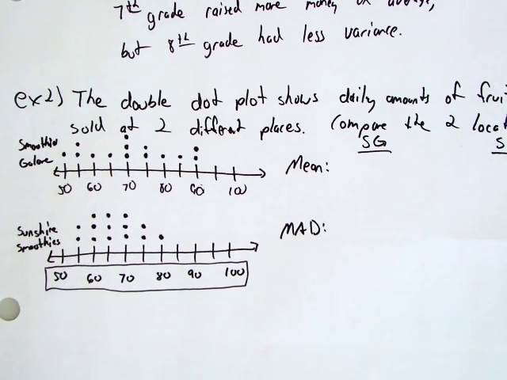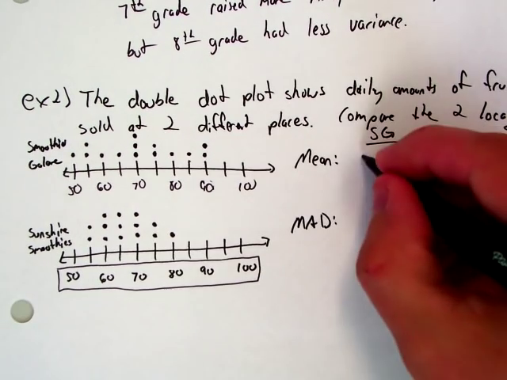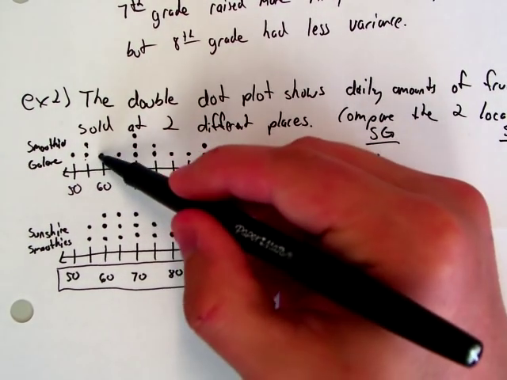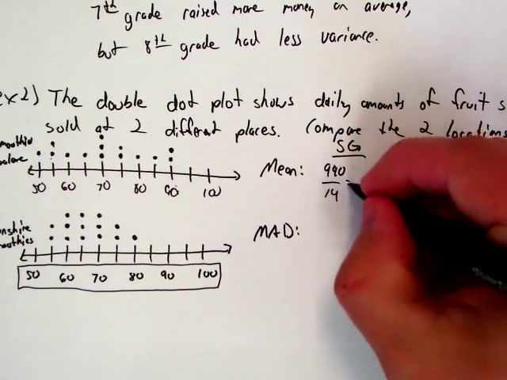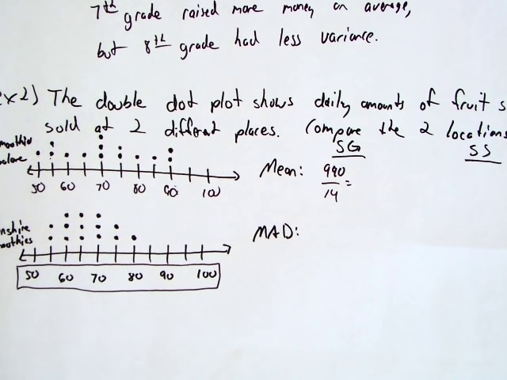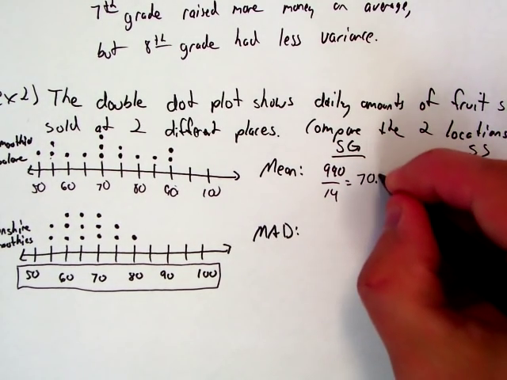But if I go ahead and do the Smoothie Galore mean, this is again to show the daily amounts of fruit smoothies sold. But I'd have 50, 2 55s, a 60, a 65, 3 70s, 2 75s, an 80, an 85, and 2 90s. So we have a total of 990. We have 14 data points. So the mean for Smoothie Galore would be about 70.7.